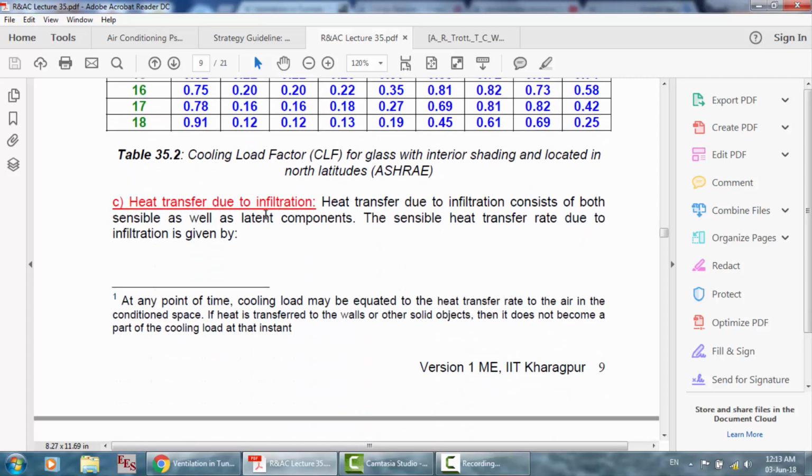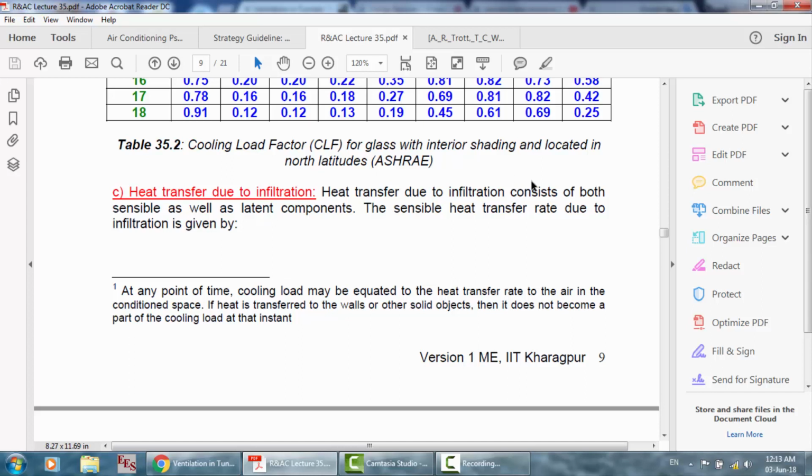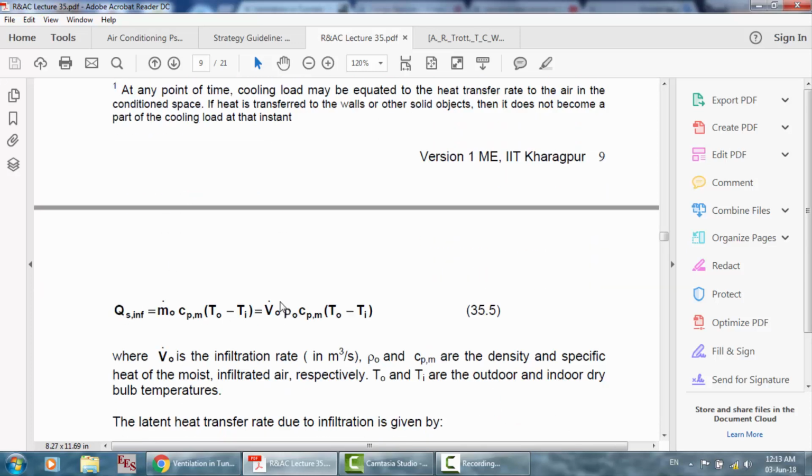Also here, the infiltration consists of both sensible as well as latent components. The sensible heat transfer rate due to infiltration is given by this equation.